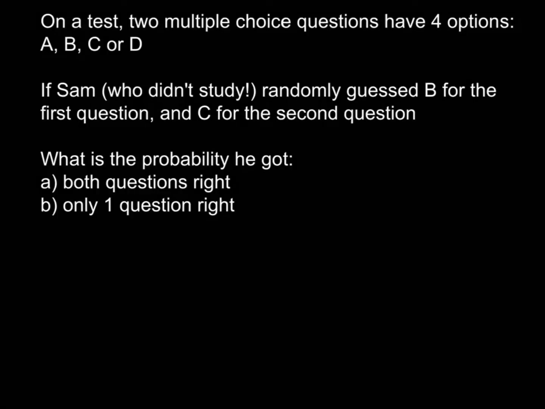Okay, imagine you're writing a test and you've got 2 multiple choice questions. Each question has 4 options, A, B, C, or D. So we have Sam, who didn't study for his test. He randomly guessed B for the first question and C for the second question. So we want to work out the probability, first of all, that he got both questions right, because obviously that's what he's hoping for. And then we're going to work out the probability that he got one of his questions right. So we're going to start by drawing a tree diagram so we can list all of the different possibilities.